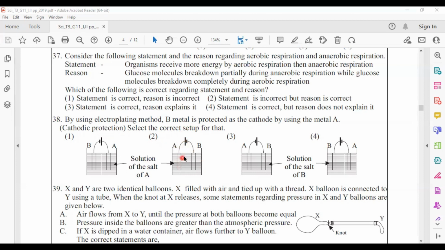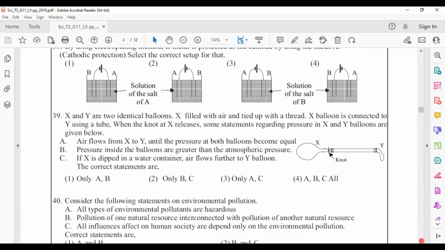And also, as the solution, we have to select the salt of the metal that we want to plate on the object we want to protect. Then we have to take a salt of A, and also B should be connected to the negative terminal to act as the cathode. So answer number 2 is the correct answer here.